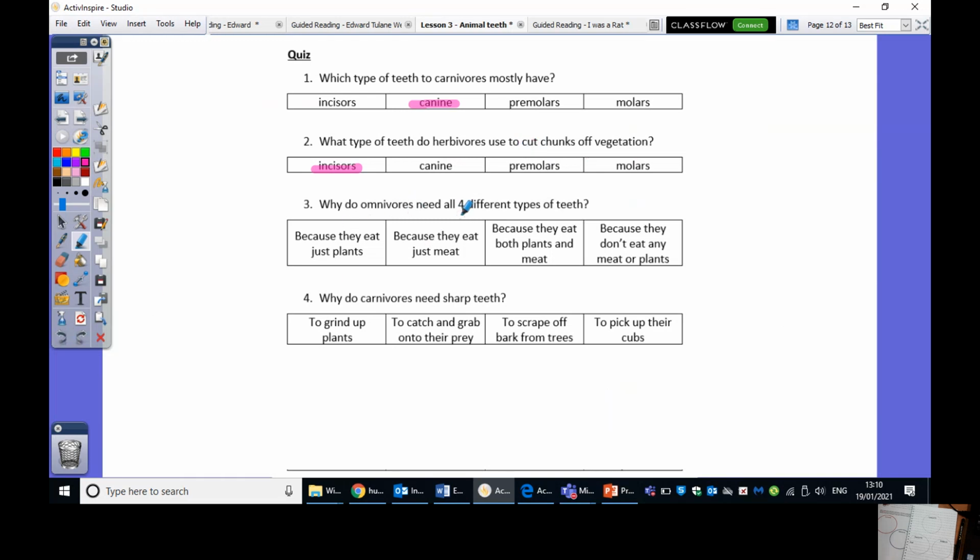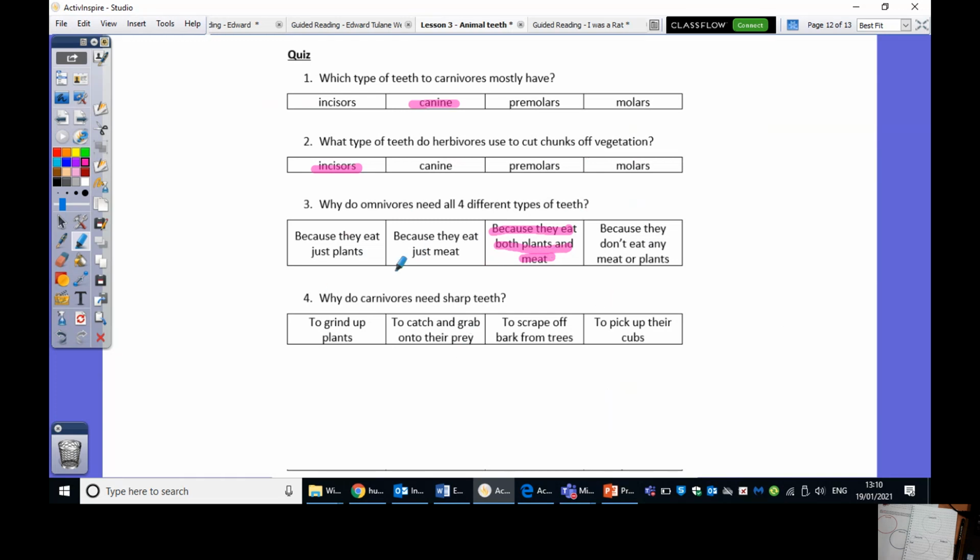Why do omnivores need all 4 different types of teeth? Because they just eat plants, because they just eat meat, because they eat both plants and meat, or because they don't eat any meat or plants. Of course, it's because they eat both plants and meat. So they need those canines for tearing, they need those incisors for cutting, and the molars and premolars to grind.